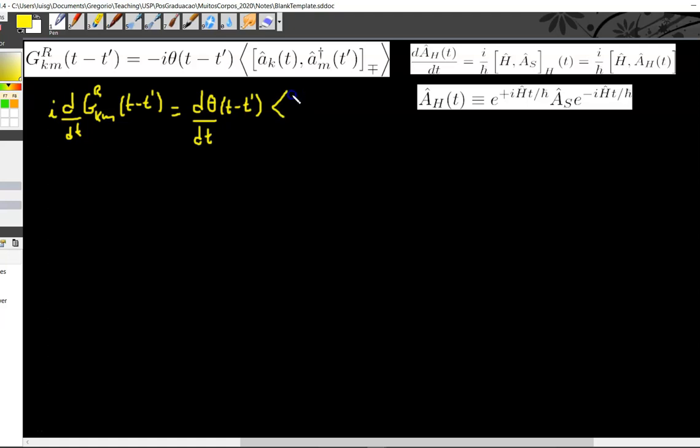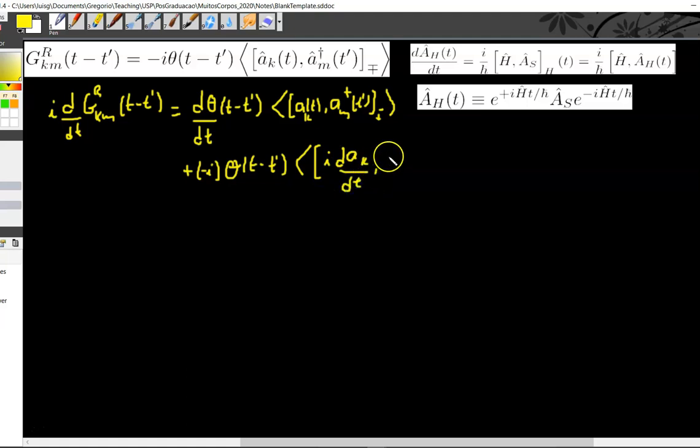And I'll get first this term here, the commutator or anti-commutator of A_K and A_M at t prime, plus, I'll keep the minus i here, minus i θ(t minus t prime). And then only this term depends on t, so I'll just write dA_K/dt, commutator or anti-commutator with A_M at t prime. That's it. Now, this gives me a delta function, this thing. So I got a delta function there, δ(t minus t prime).